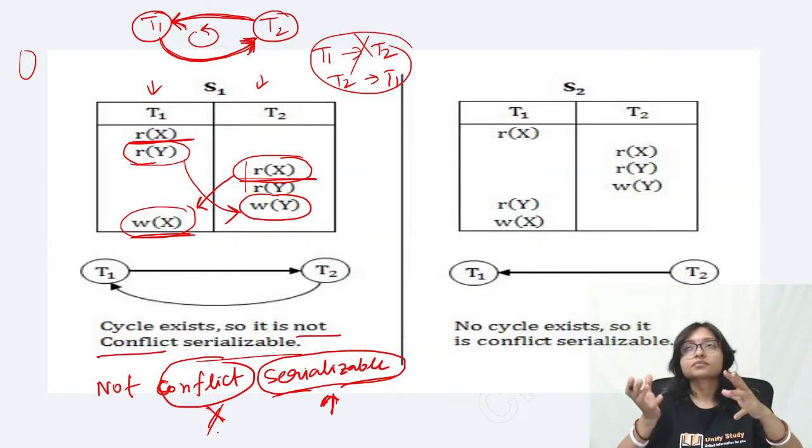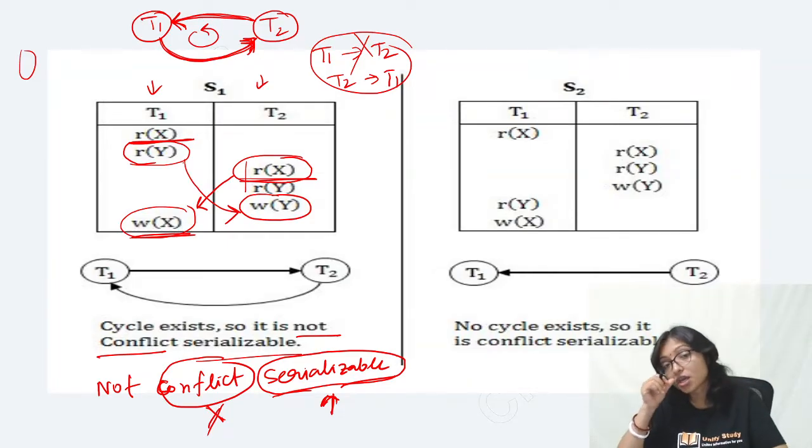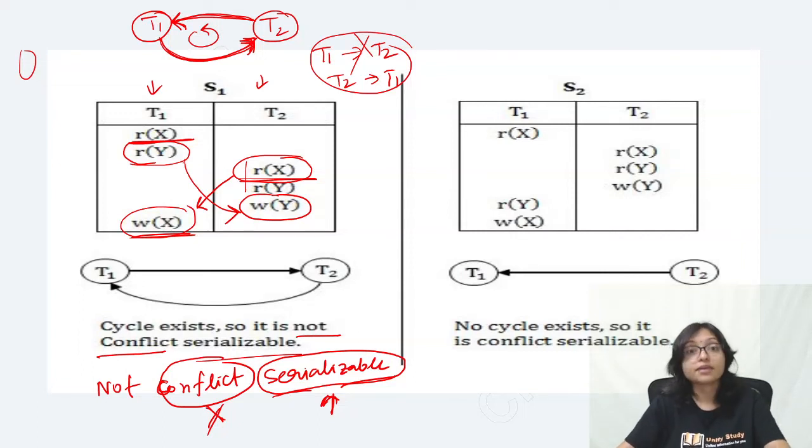Conflict is a way. You are trying to make it serializable through the conflict operation, right? Conflict is the way. You have to focus on serializability. Am I able to make it serial? Whenever a cycle is there, I cannot make it serial through the conflict way I was doing. So that's why it is not serializable.